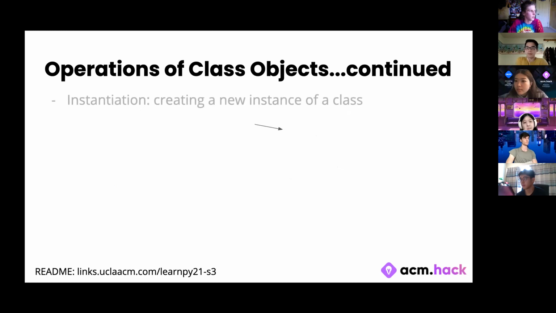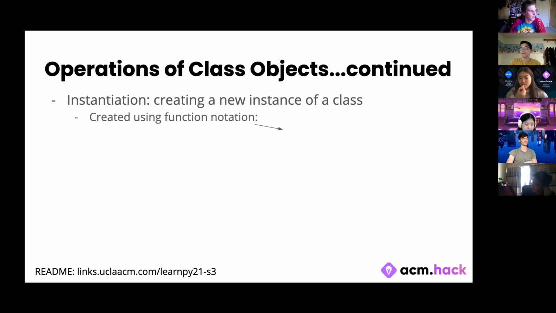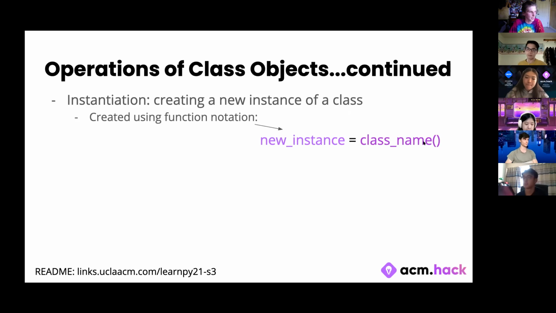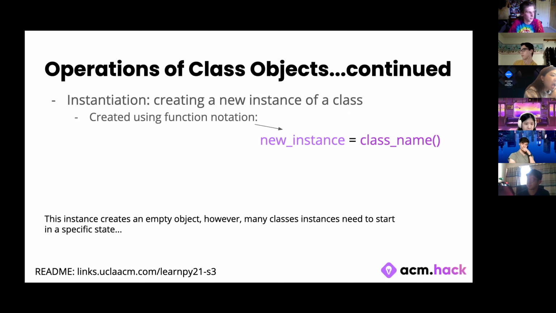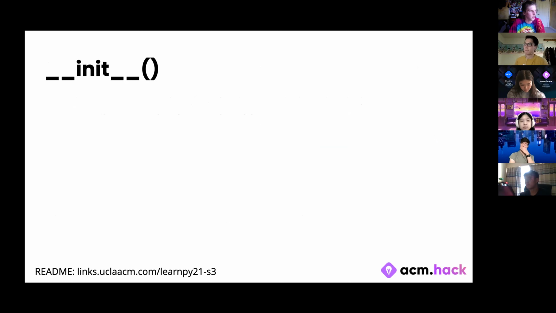The second thing that we can do with class objects is instantiation. Sorry, it's a big word. This is creating a new instance of the class. We create it using function notation, which basically means the name of the instance equals the name of the class and parentheses. What this does is create an empty object, but that's not exactly what we want sometimes. Sometimes it will be good to create an empty object, but sometimes certain classes need to be instantiated to have certain values. The solution for that in something like C++ would be a constructor. In Python, it's basically the exact same thing. In Python, the constructor is called init.